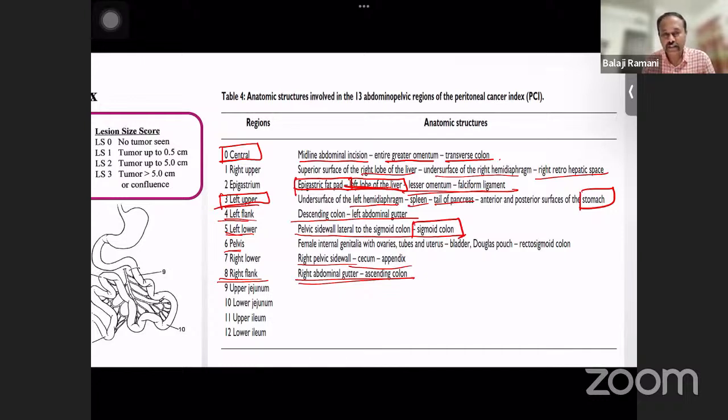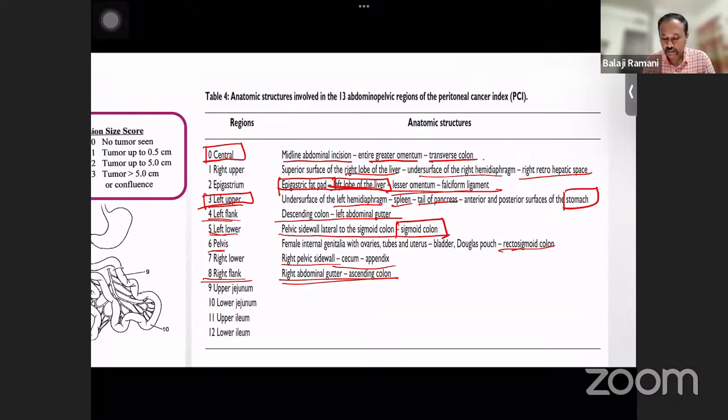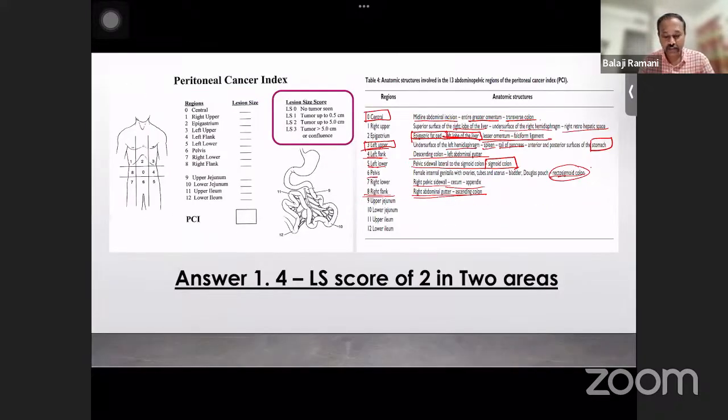So female genitalia, basically the tubes, the ovaries, the uterus, bladder, pouch of Douglas, and the rectosigmoid. Sigmoid is in the left side. Rectosigmoid will come in the central sector. Okay, so these are the areas or the structures that will come in each of this. They may ask you which region it belongs to.